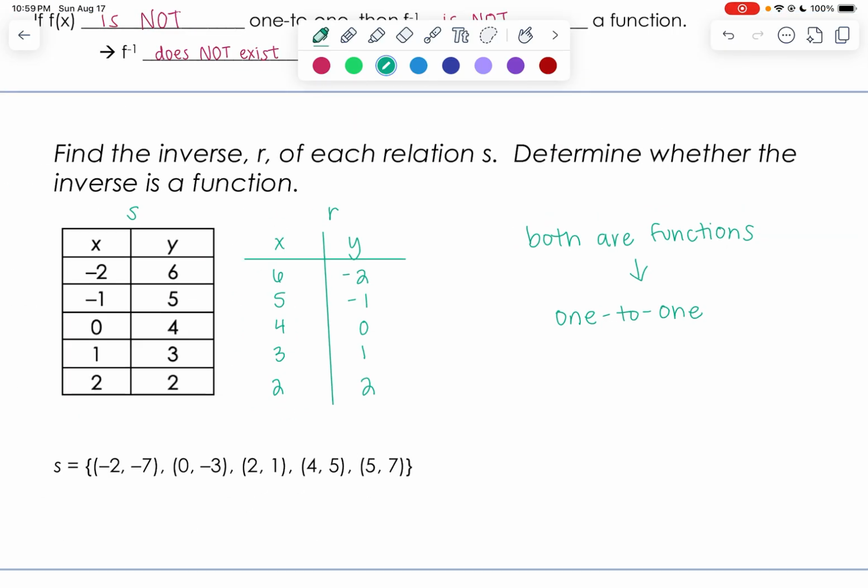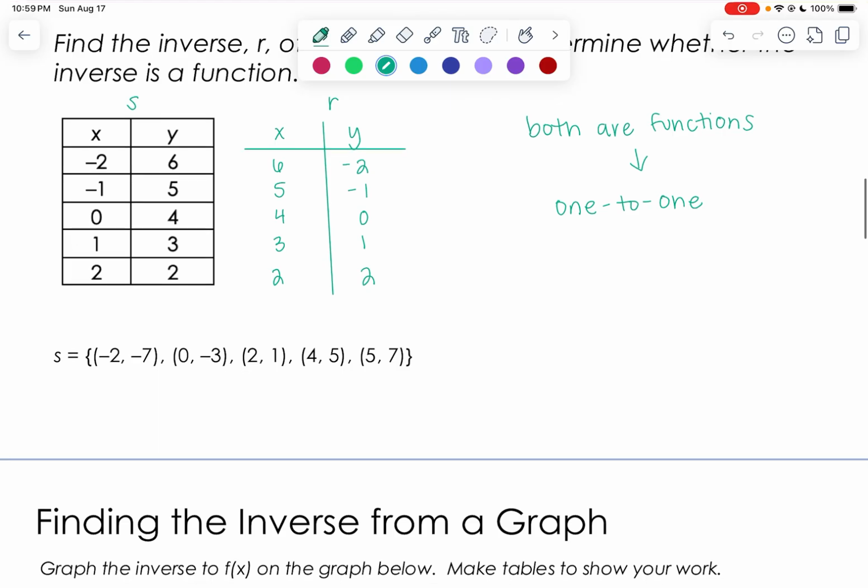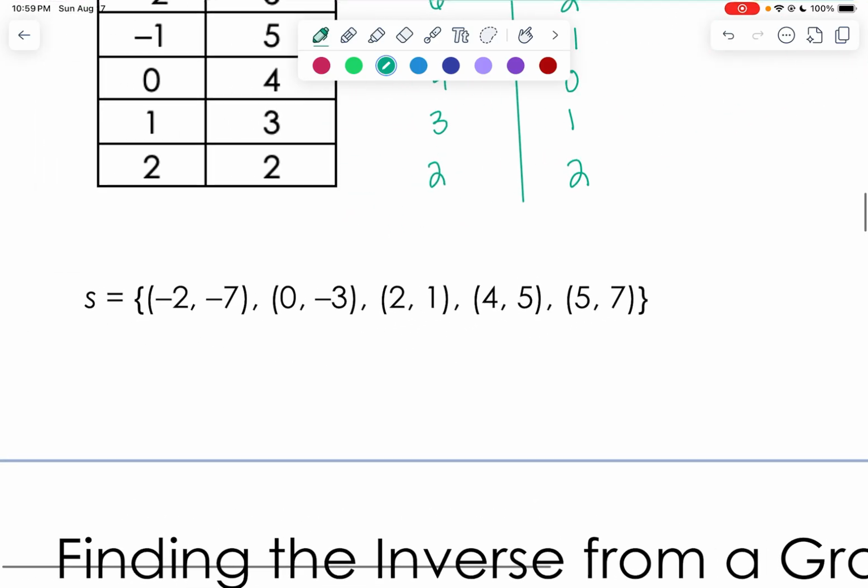So let's take out another one. Now I have a set of points and I'm going to go ahead and check. Is this currently a function? So (-2, -7), (0, -3), (2, 1), (4, 5), (5, 7). For every input there is one and only one output. So this is a function.